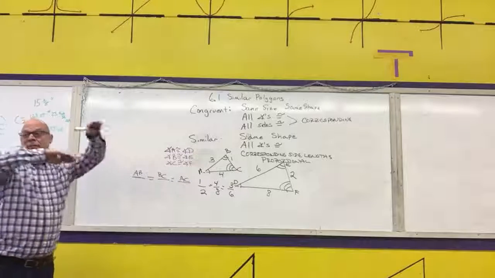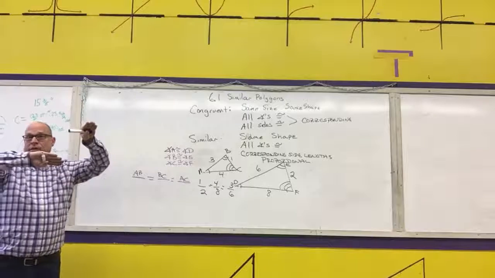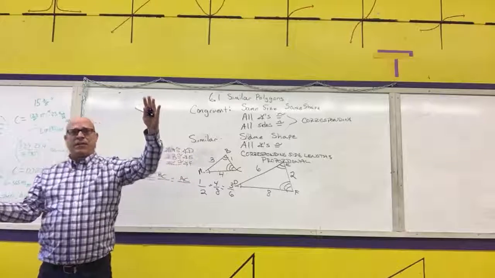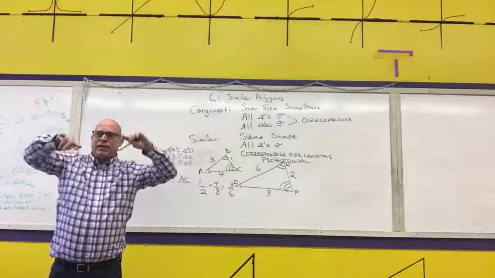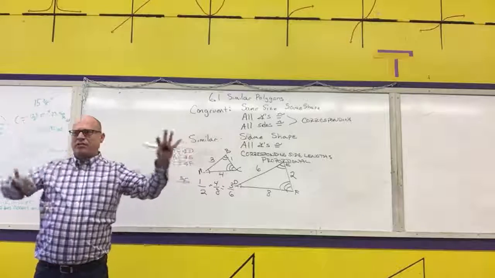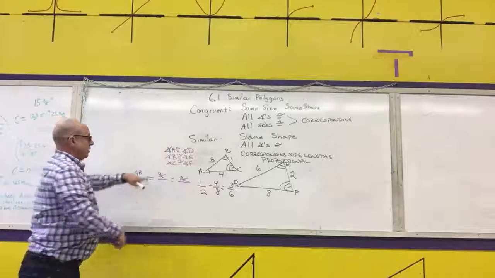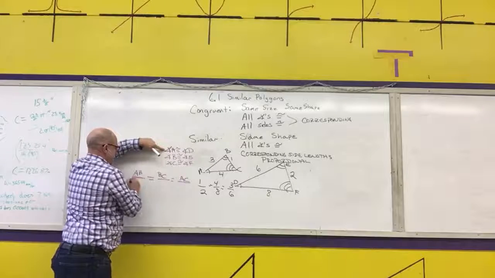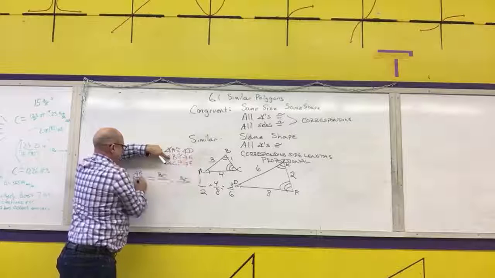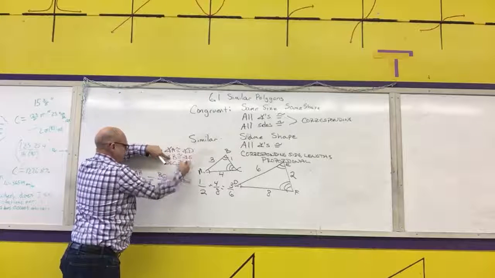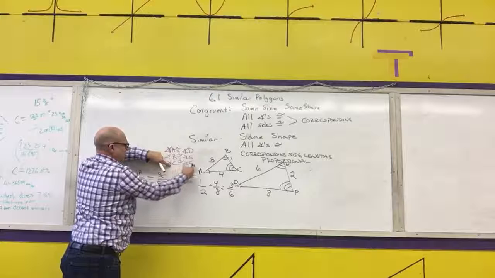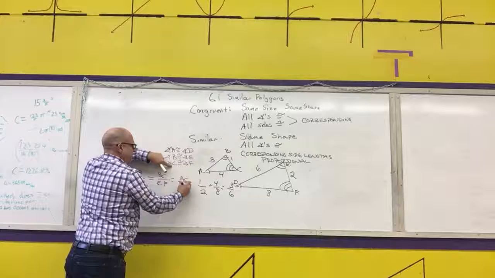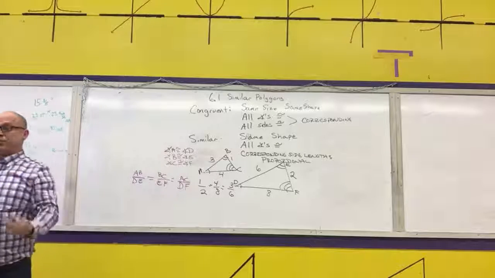And now I need to list the corresponding sides that go with those. They're the same pieces that match up with your triangles. If you have a drawing that has one of them right side up and the other one upside down, my recommendation is to turn both of them right side up, so the corresponding angles are all in the same locations. That makes this much easier. So A goes with D, B goes with E, and C goes with F. Make sure this stuff matches.